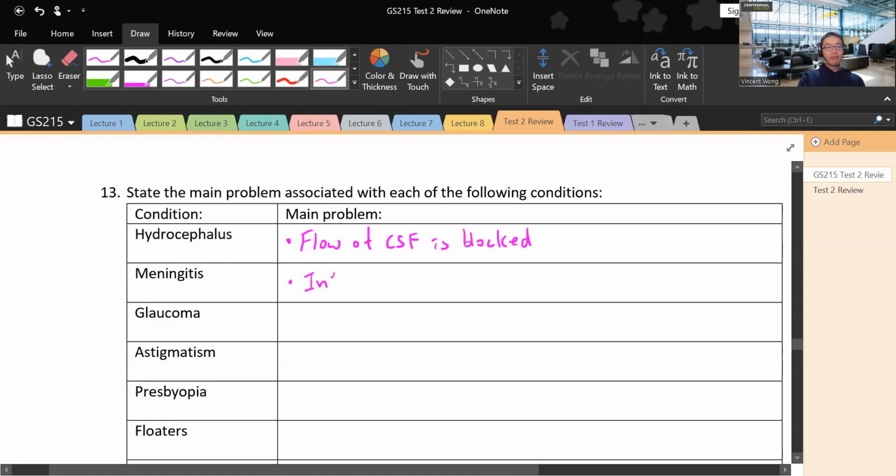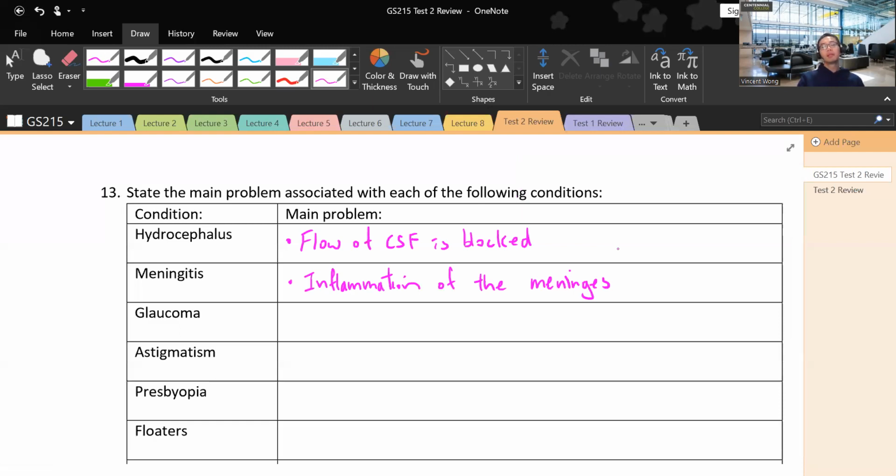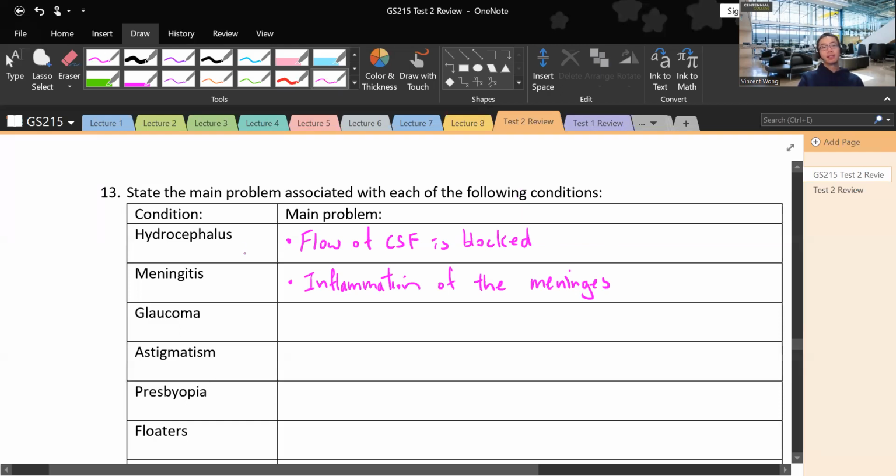Meningitis is the inflammation of the meninges. Okay, could be caused by bacterial infection, viral infection, and even fungal infection. Okay, the person will suffer from headaches, fever, stiff neck. Fortunately, meningitis, the bacterial kind anyways, can be prevented through vaccination.